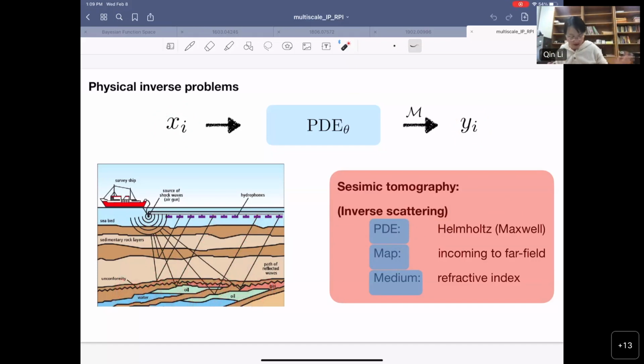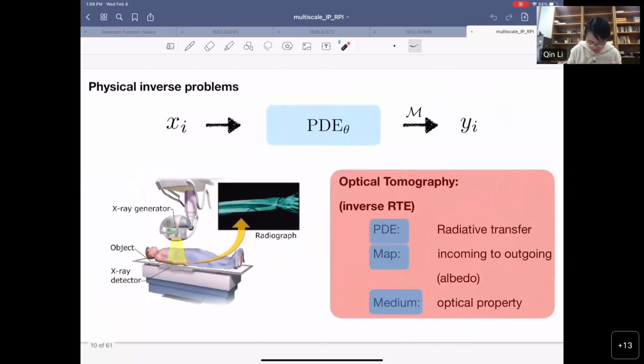Hopefully you can guess. So that's a very typical inverse problem that has been very well studied, and a lot of the older results are really from RPI. So I pay a lot of respect to the RPI community.